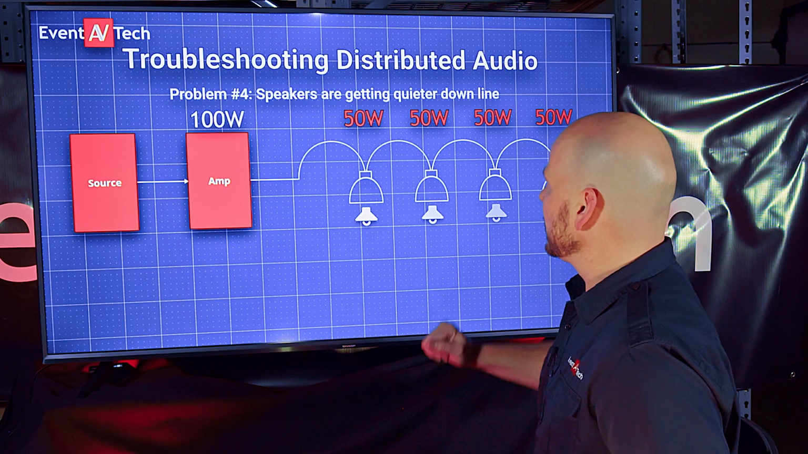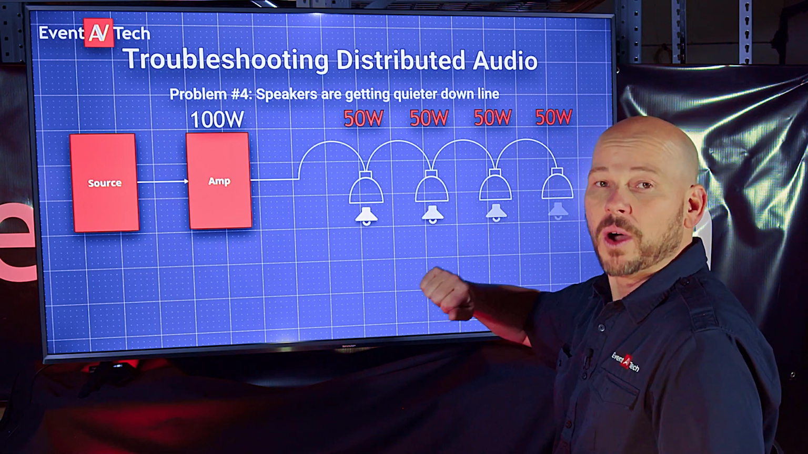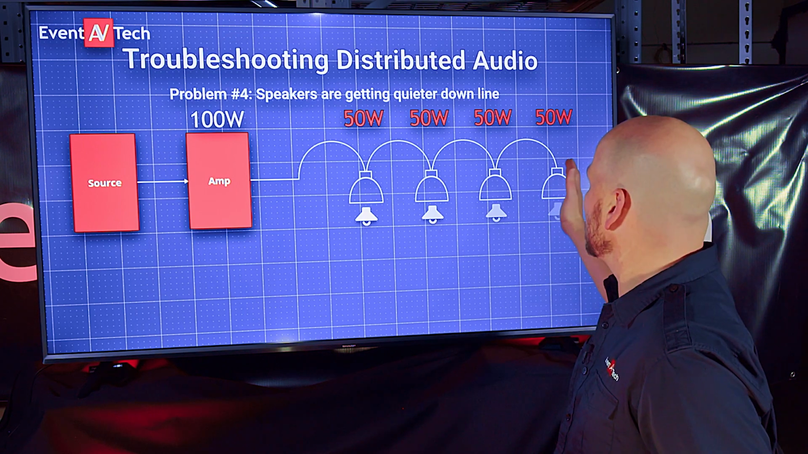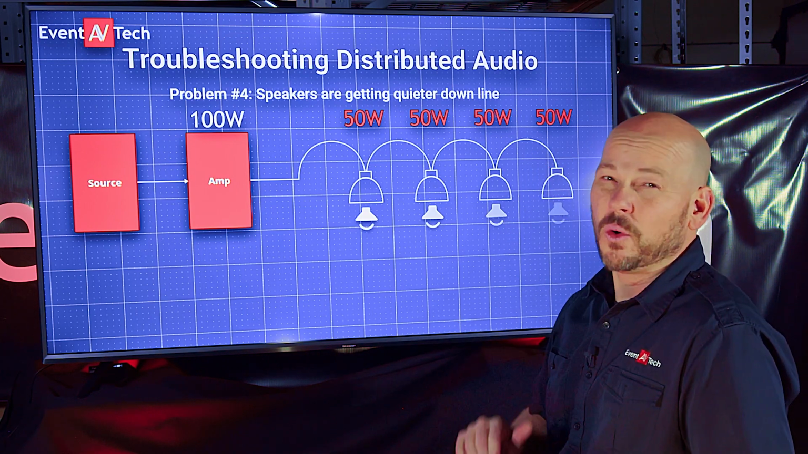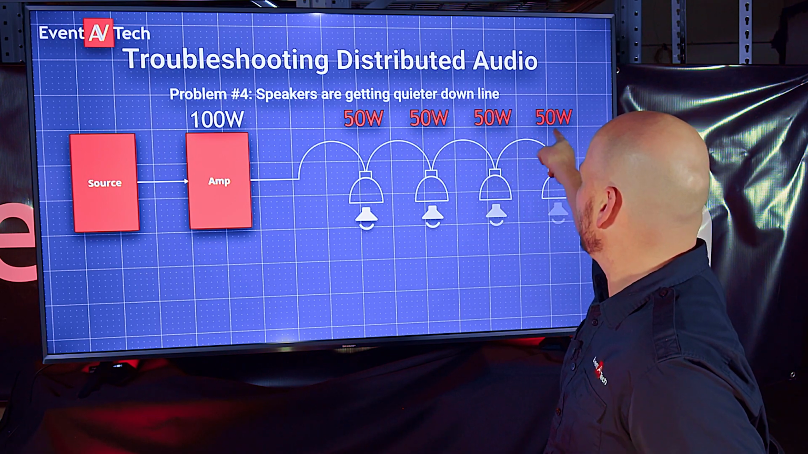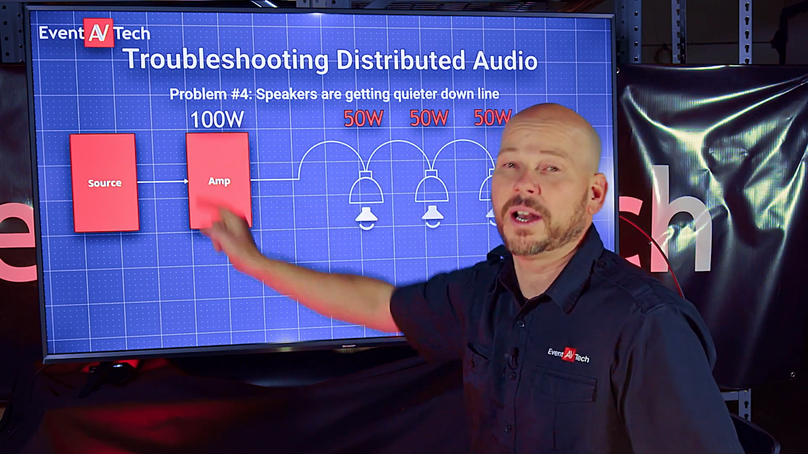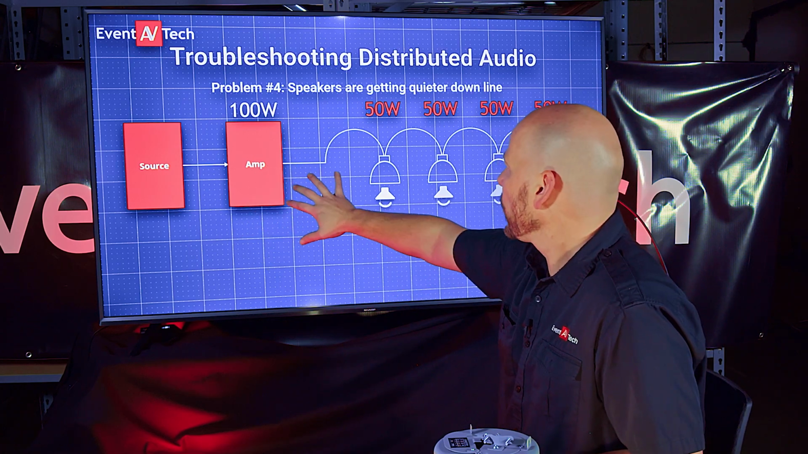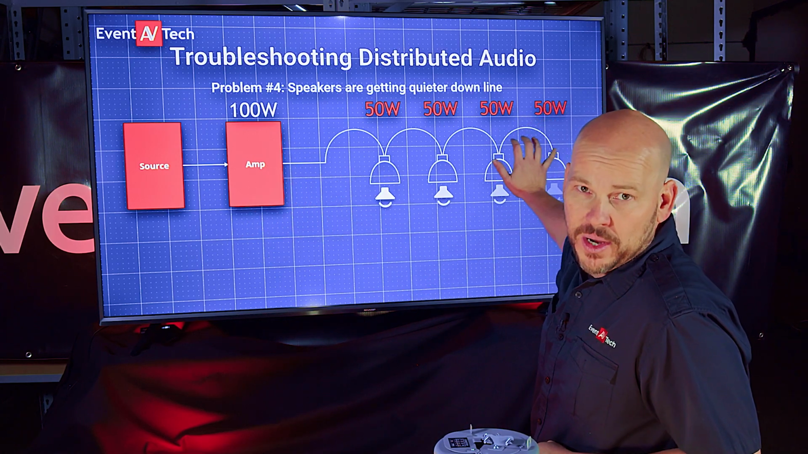And then they go to the next one, and this one takes 50 watts. And then they go to the next one, and this one takes 50 watts. And they go to the next one, and this one takes 50 watts. Well, you may have noticed that 50 plus 50 plus 50 plus 50 does not equal 100. So our amp is underpowered for what all the speakers are requesting.